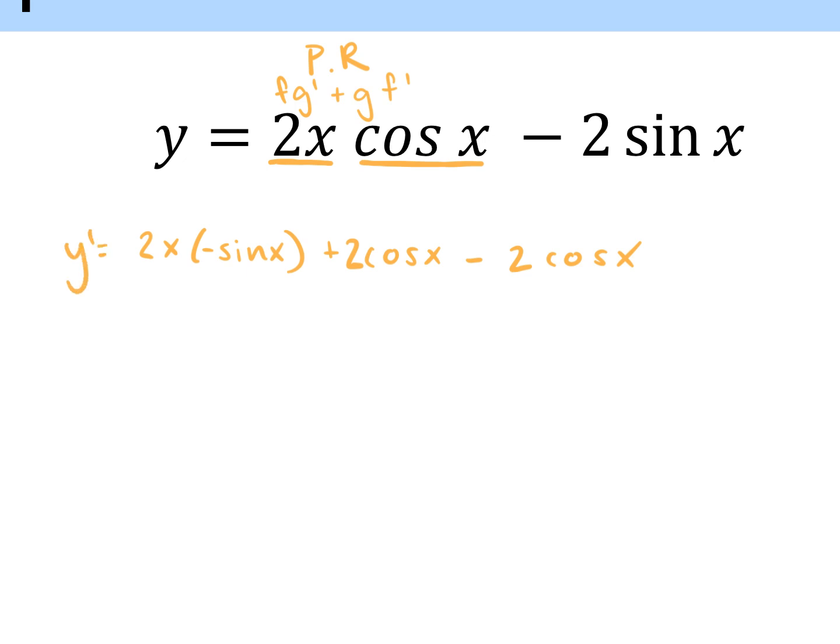So we took the derivative of everything. Let's simplify a little bit more. So I have my derivative here. I want to simplify, just put the negative out front. So negative 2x times the sine of x. And then what's 2 cosine of x minus 2 cosine of x? What happens here? They cancel. Awesome. So this would be our derivative.